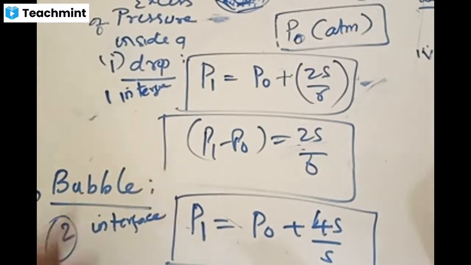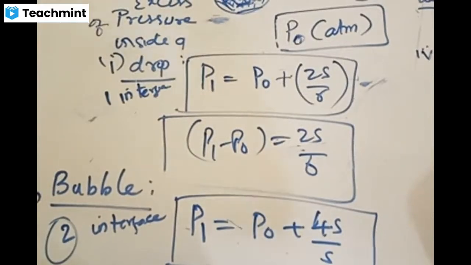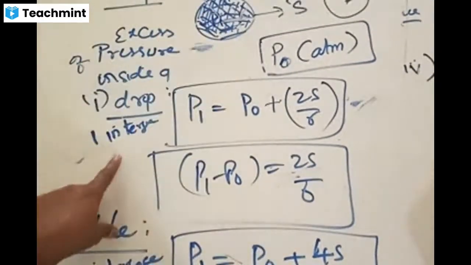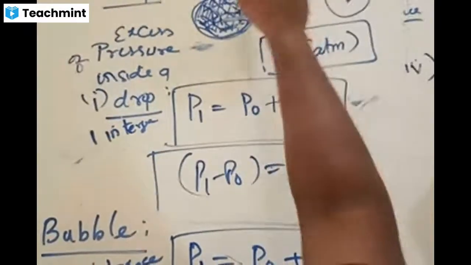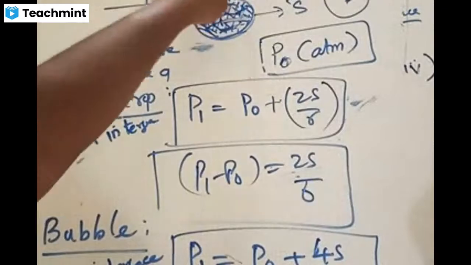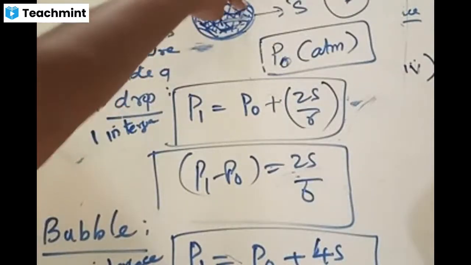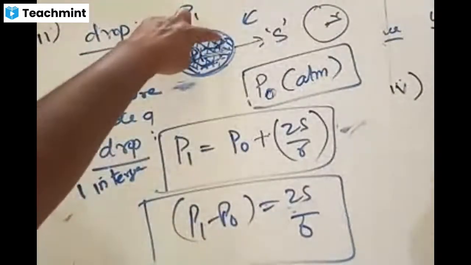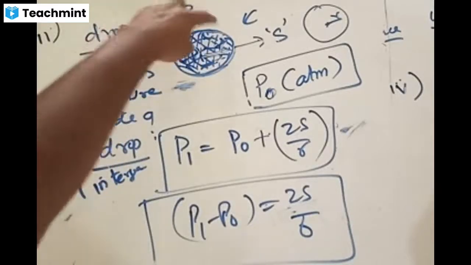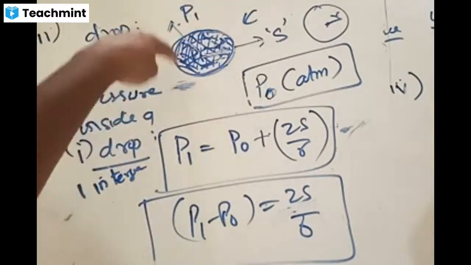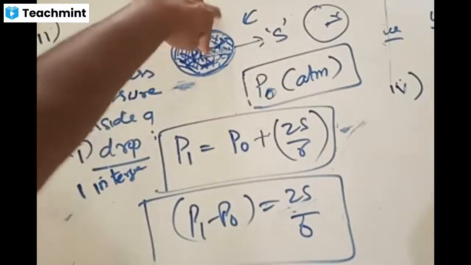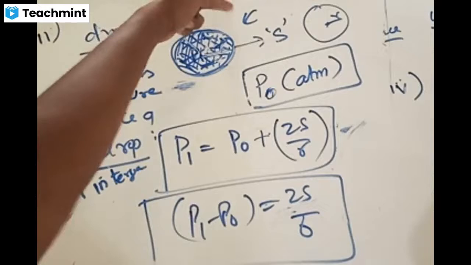I'll tell you what the two interfaces are. What do you mean by one interface? S is surface tension, R is the radius of the liquid drop. This is a surface tension. This is a separation of air from the liquid. This is what the interface is. This surface which is separating, whatever is existing, is called an interface. How many interfaces are there? There is only one interface which is separating the liquid and the air.